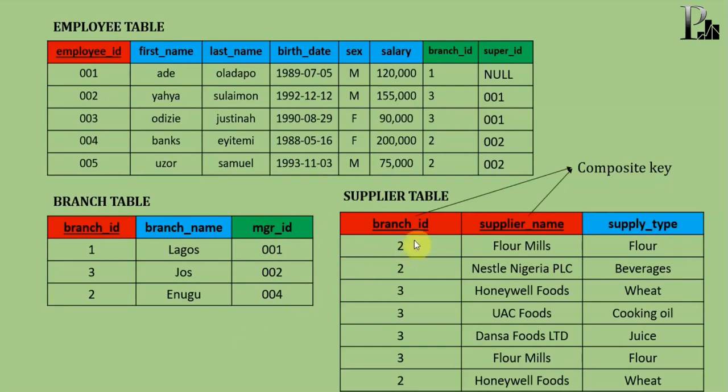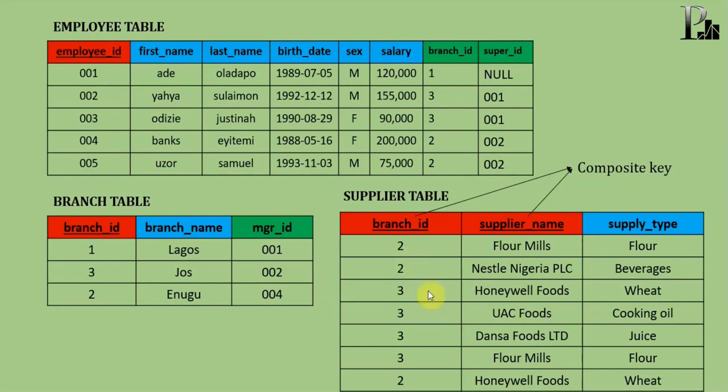So for instance, let's take this branch ID as an example. It doesn't uniquely identify this row because we have another row with branch ID 2. Here we have 1, 2, 3, 4, four branch IDs here that describe this supplier name and supplier type. So it doesn't uniquely identify this row. Branch ID 3 does not uniquely identify this row because there are other rows with branch ID 3. But when you combine it with the other primary key, which is the supplier name, it becomes a composite key, and then you can uniquely identify each row.